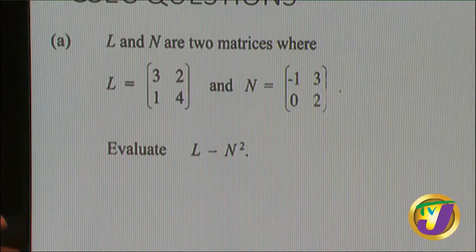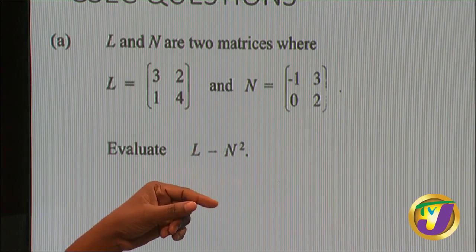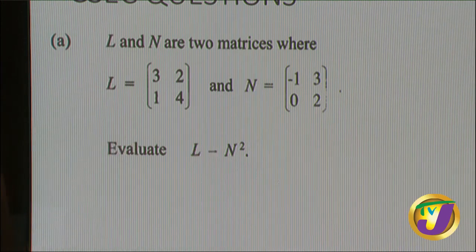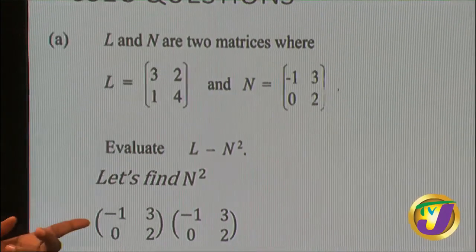I'm seeing something here though, because what do I do first? Do I subtract? Do I find this? Remember, math is not taught in a box. We know about order of operations. So you have L subtract N squared. What are you supposed to do first? All right, so I need to do N squared. Perfect. And N squared means N multiplied by N. So let's write the matrix representing N.